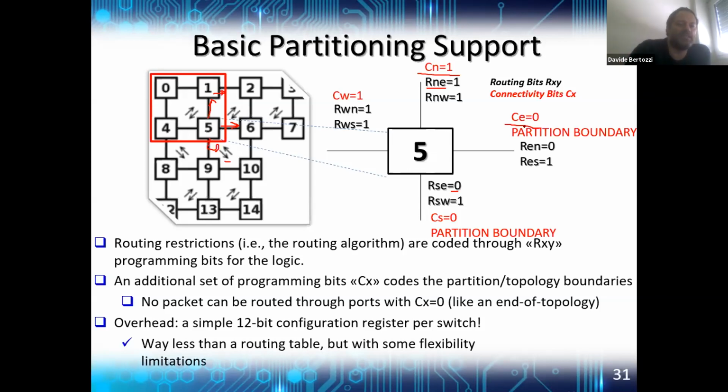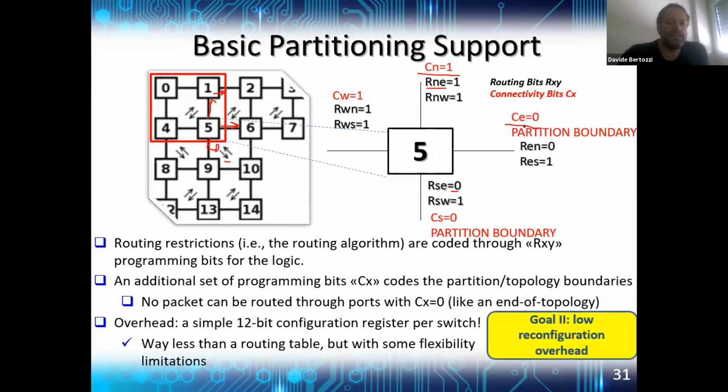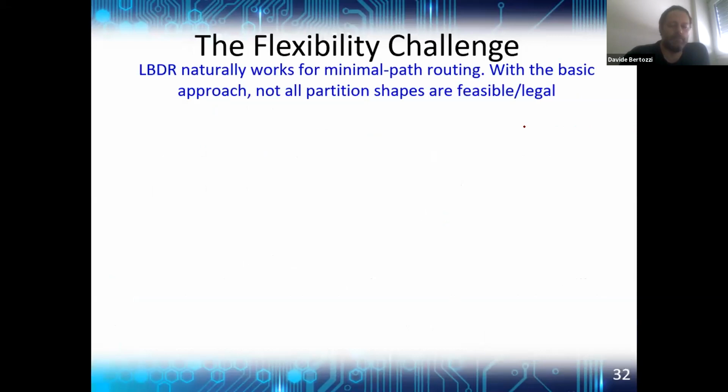If you think about it, it's overall 12 configuration bits per switch. And therefore, if you want to reconfigure your routing algorithm, if you want to reconfigure your partition shapes at runtime, you just have to reprogram 12 configuration bits for each switch and not entire routing tables. So this fulfills the goal of coming with a low reconfiguration overhead.